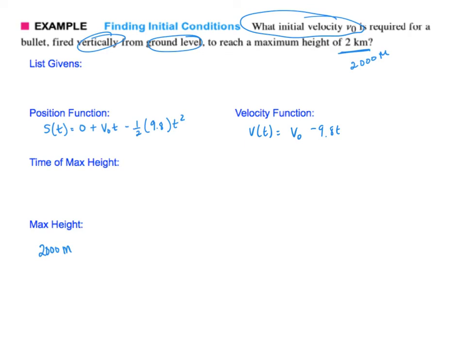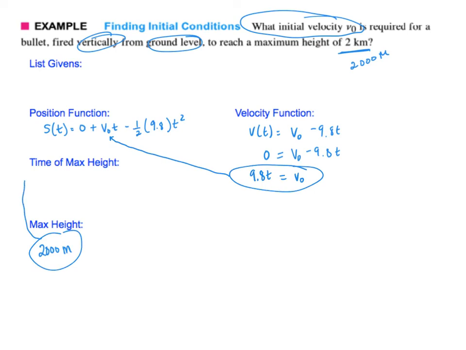Again, I know my max height. I know that max height occurs when velocity is 0. So therefore, the relationship is, at the max height only, right? Then my initial velocity is equal to 9.8 times t. So then I can take that idea and substitute it into my position, along with the 2,000 meters. So this scenario is happening at this moment only.